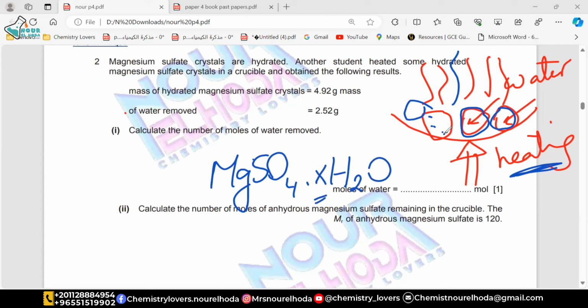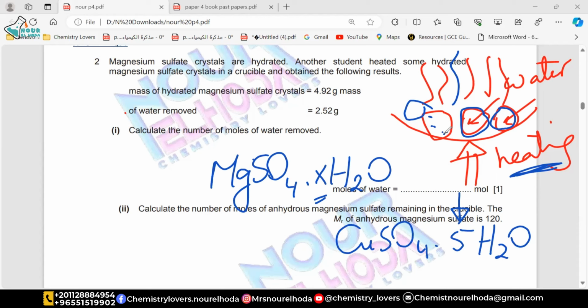I don't know what X is. I don't know how much water there is in the water of crystallization. For example, if it is copper sulfate dot 5 water, it contains 5 moles of water. So how much water is there in the copper sulfate or magnesium sulfate or iron sulfate or whatever? This is how to find X.